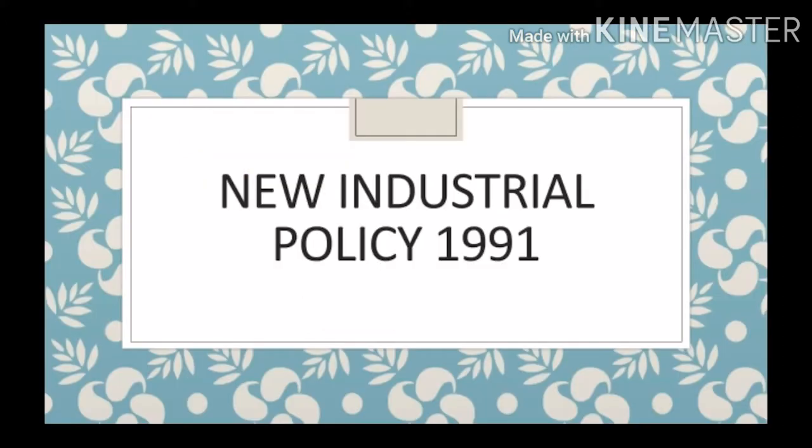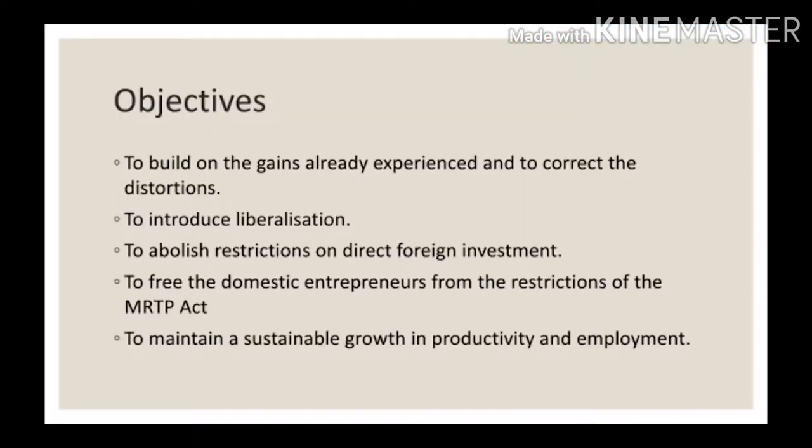Last class we already discussed the New Industrial Policy 1991 and its objectives. In continuation with that, we can discuss the balance portion. These are some of the objectives we discussed last class, that is, the New Industrial Policy 1991 objectives.